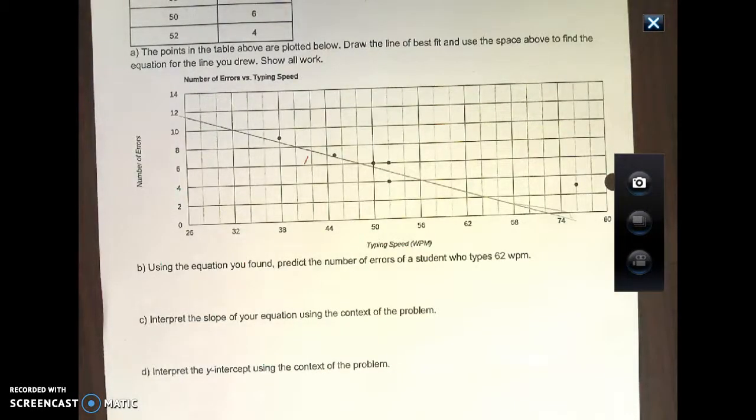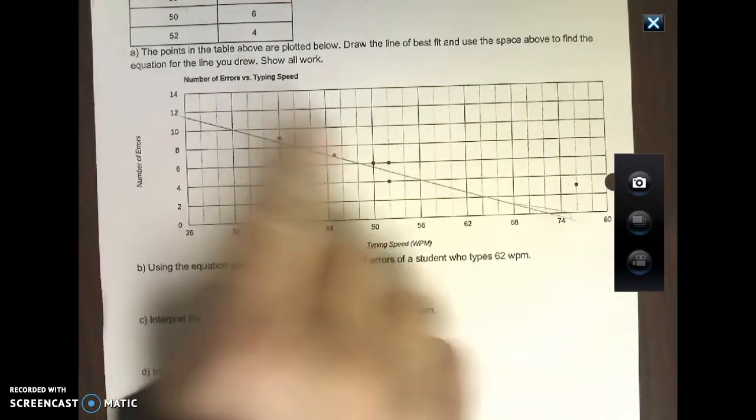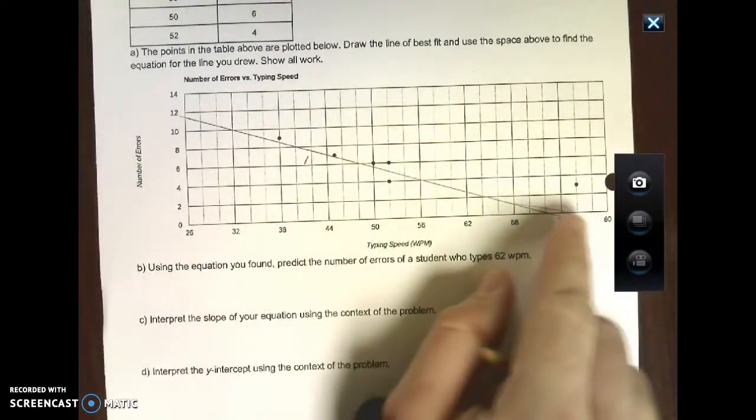That might not be the best one ever. It should probably be up a little bit more. But I would try to go through as many points here as I could. I should have taken this one into consideration more, so I should have raised it up a little bit. But again, this is open to interpretation.